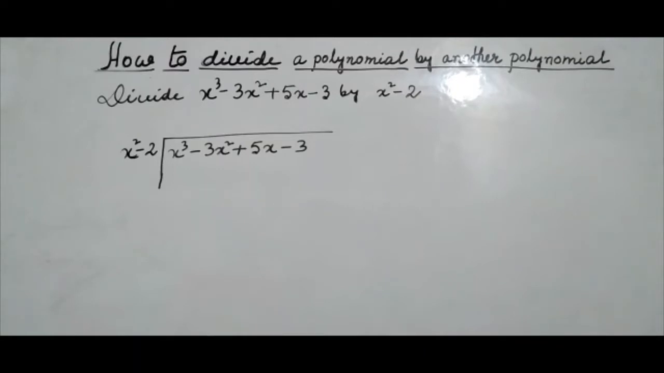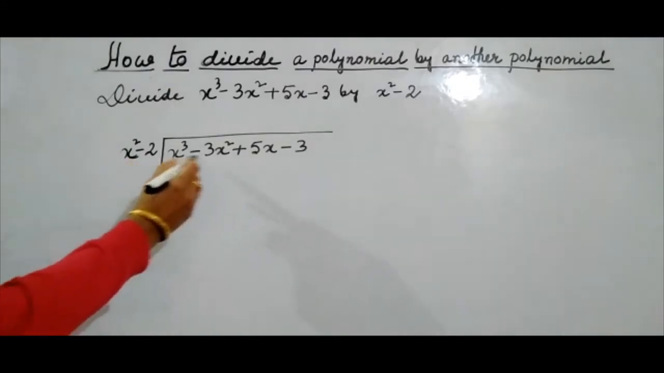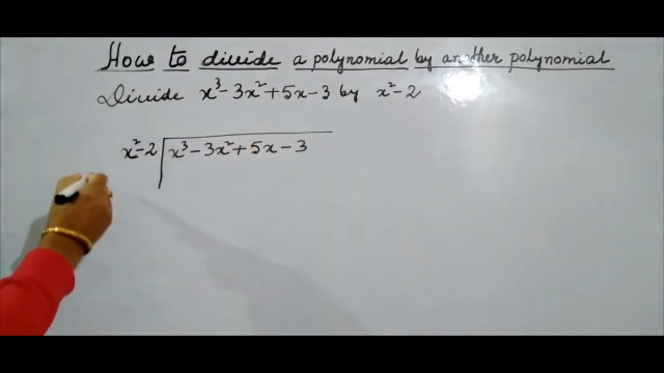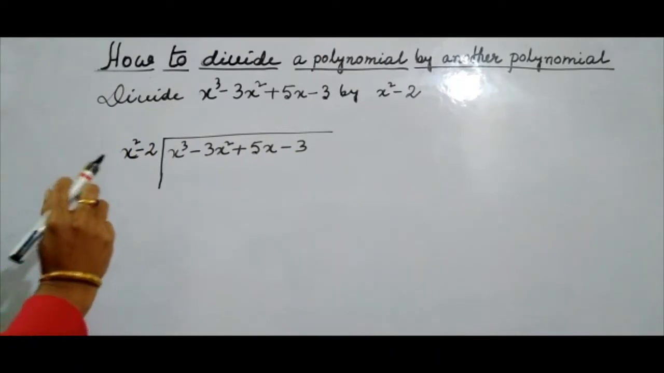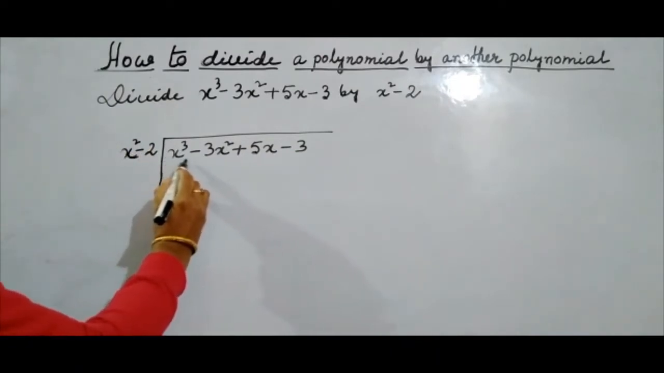Today we'll learn how to divide a polynomial by another polynomial. So we have taken the question: divide x cube minus thrice x square plus 5x minus 3 by x square minus 2. First let me tell you, whenever you are asked to divide a polynomial by another polynomial, in that case you have to write the dividend.